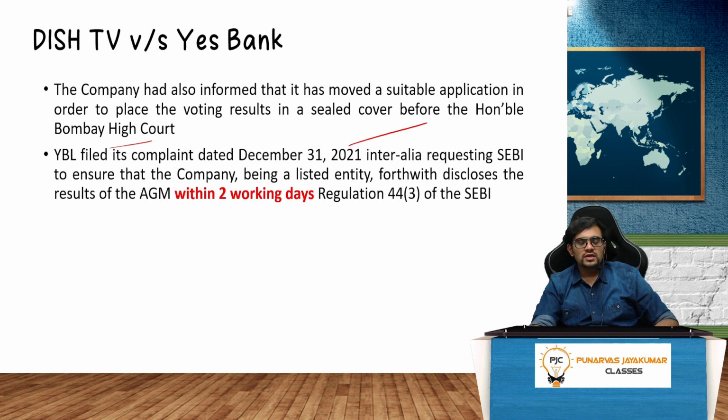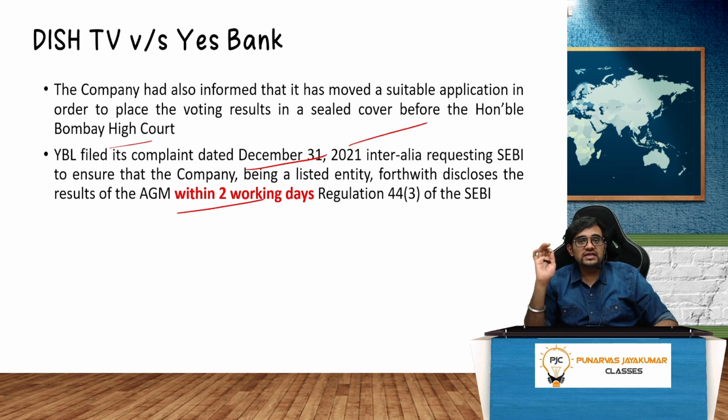Okay. Now, YBL filed its complaint dated December 31st, 2021. AGM had happened. AGM results they knew. But the company was not ready to file the results. Guys, every listed company as per SEBI regulation number 42, LODR regulations, has to mandatorily file the results of the AGM within 2 working days of the AGM. Right, AGM happened on December 31st, 2 working days, January 1st, January 2nd. So by January 2nd, you should have given the results to SEBI.